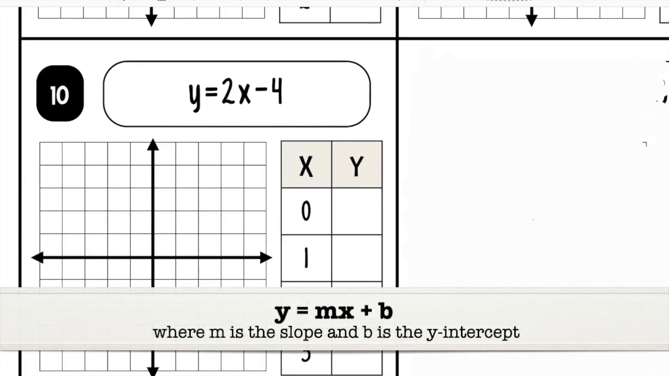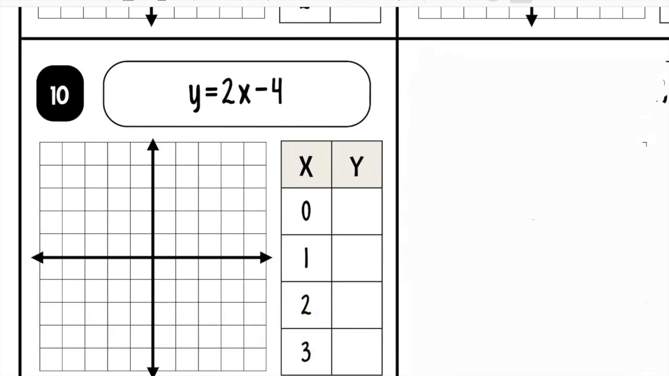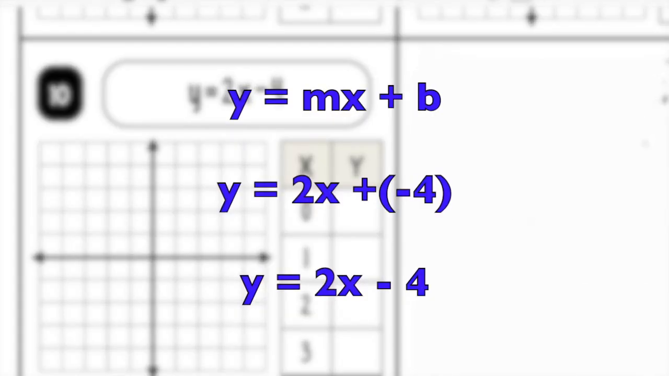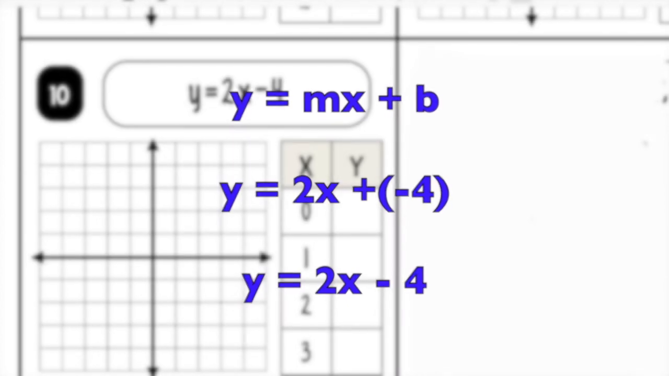This equation is written in slope-intercept form. The slope is the number that's multiplied by x. So in this case, the slope is 2. The y-intercept is the constant that's being added to the product of our slope and x. In the original formula, we have y equals mx plus b. So since the sign changed from a plus to a minus, that means that b is negative 4.